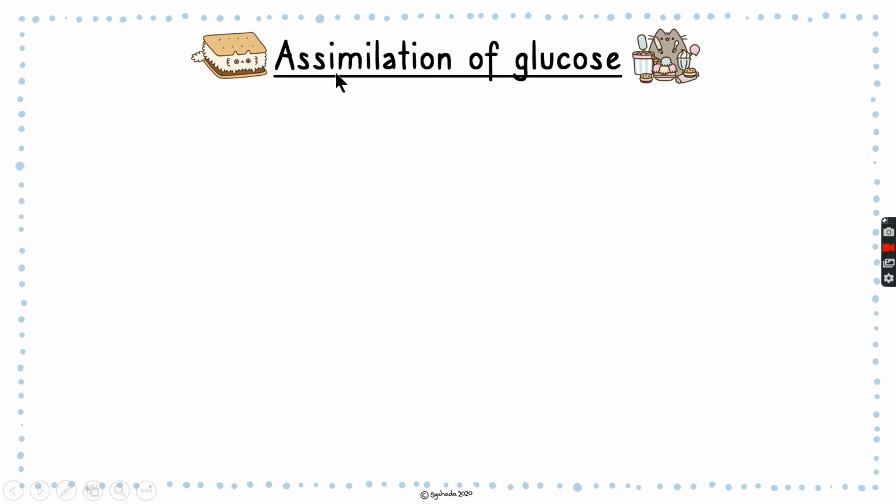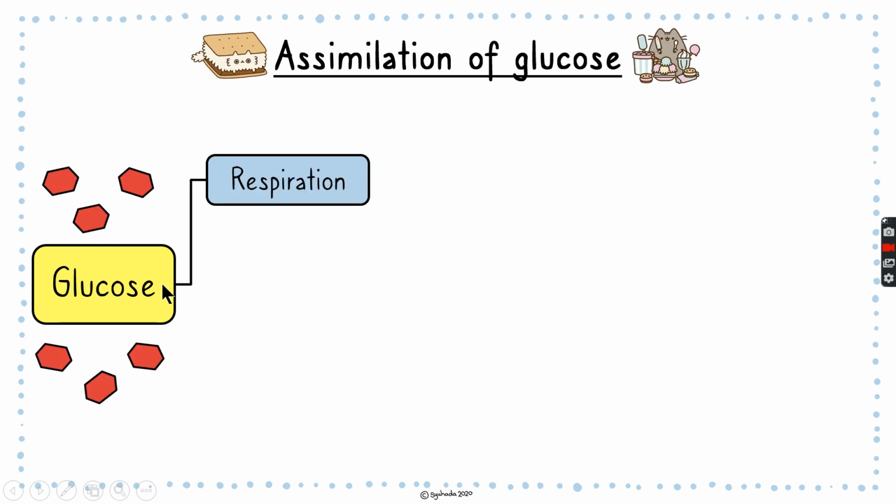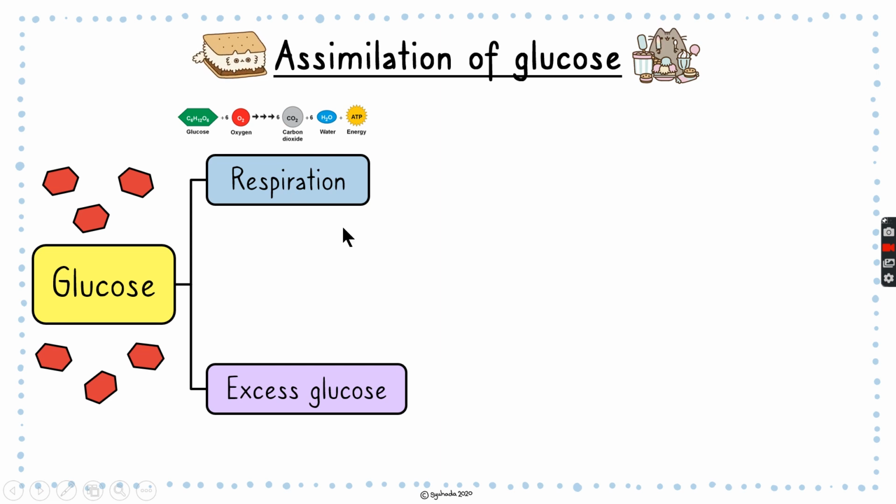So let's look into the assimilation of glucose first. Glucose can be used in the process called respiration, which is glucose plus oxygen, and then you're going to get carbon dioxide, water, and a lot of energy in the form of ATP. When you have excess glucose, so after all the respiration has happened and you still get excess glucose, you are going to process that as well.